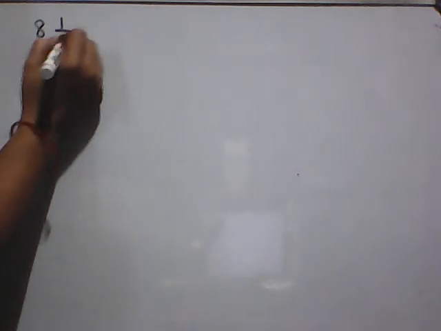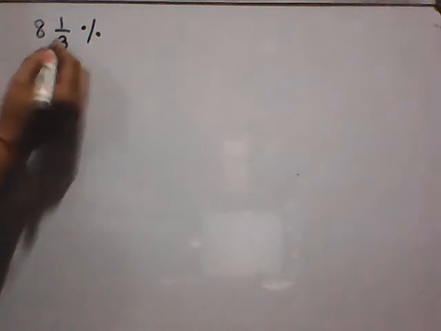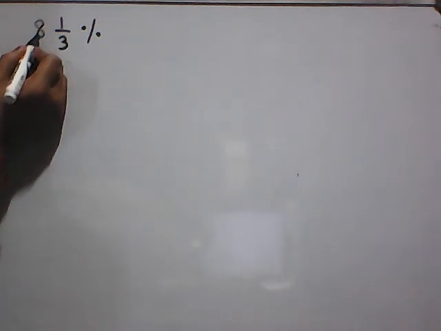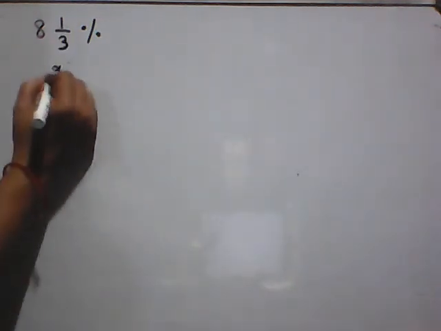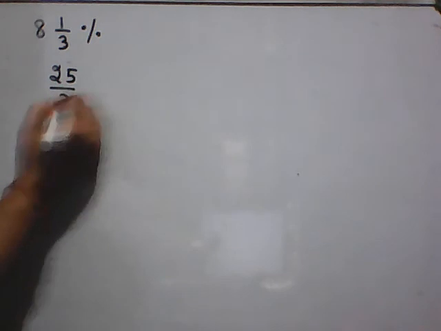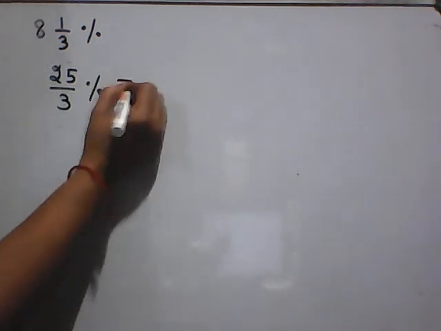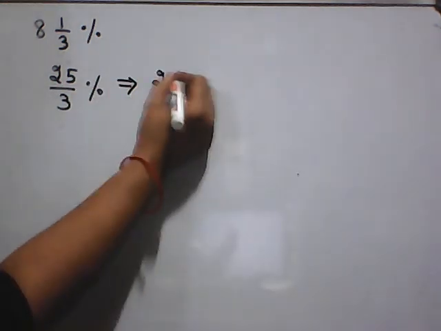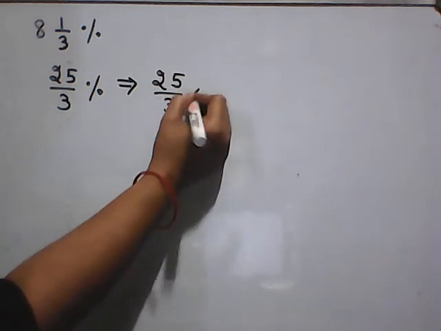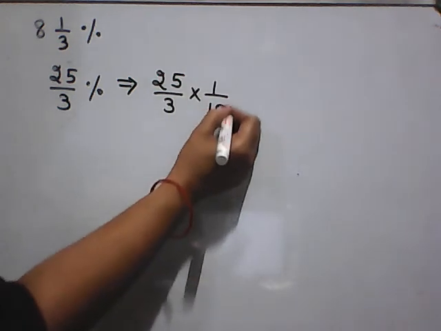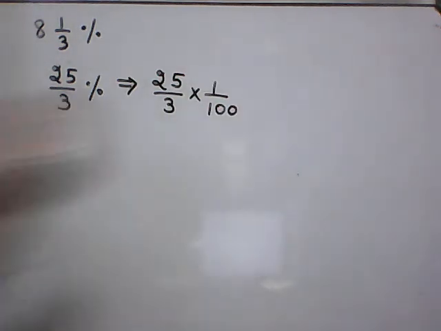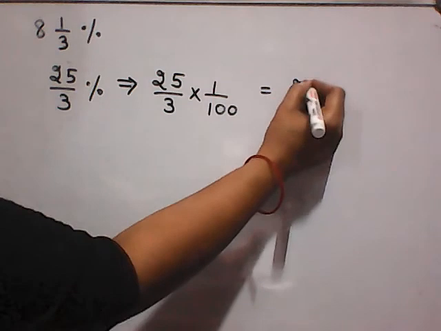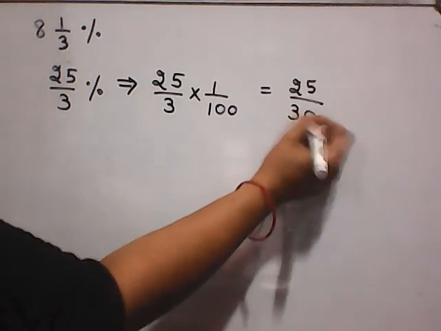Let us take another question. Suppose 8 and 1 by 3% is given to you and you have to write the ratio. 3 8s are 24, 24 plus 1, 25 by 3 percentage. Firstly, change into fraction: 25 by 3 divided by 100, and remove the percentage symbol. Now it is 25 divided by 300.